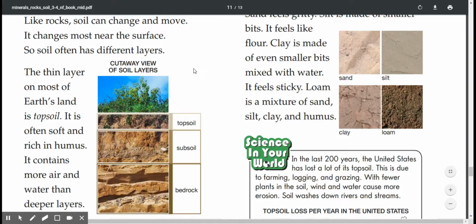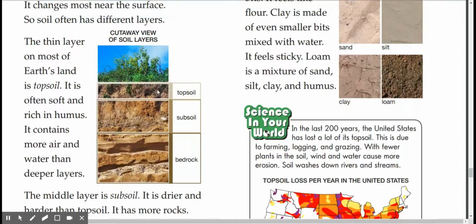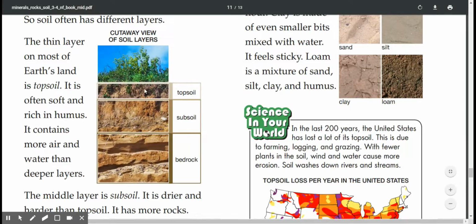It changes most near the surface. So soil often has different layers. The thin layer on most of Earth's land is called topsoil. This is the soft part. It's got the humus, or the organic matter. It has more air and water as well. This is where your plants are going to be putting their roots.